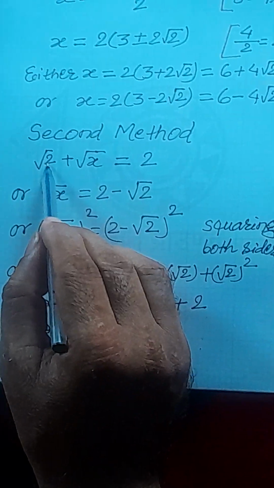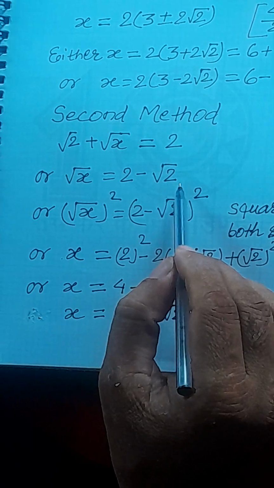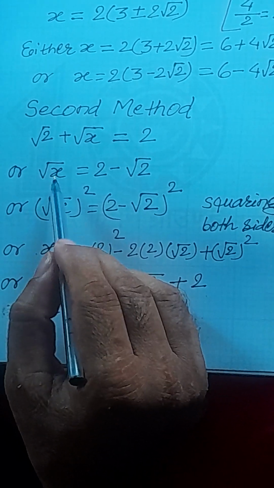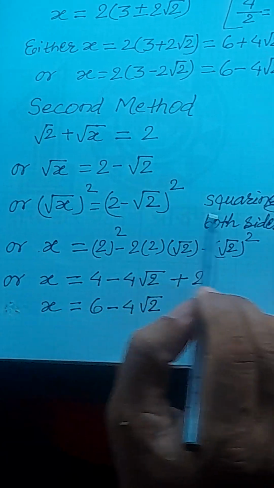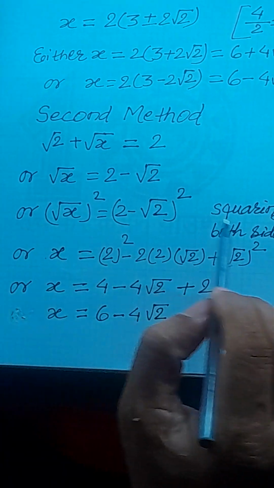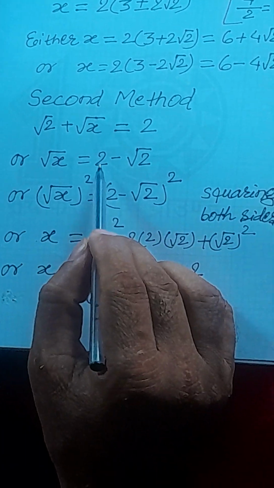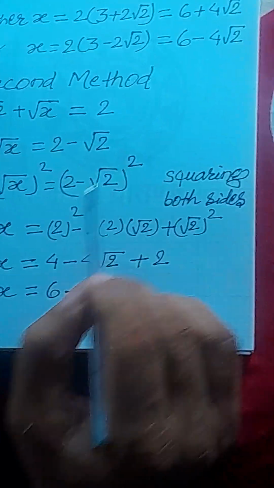and root 2 goes to the right hand side, it becomes minus root 2, and now this square root should be eliminated. So what we have to do, you already know that for this we have to apply squaring on both sides. So the left hand side is squared, the right hand side is also squared. So root x whole square equal to 2 minus root 2 whole square.